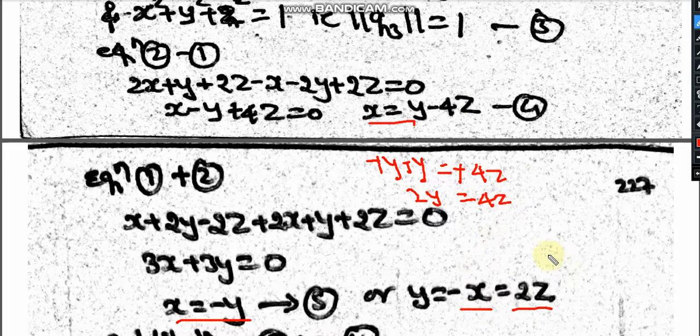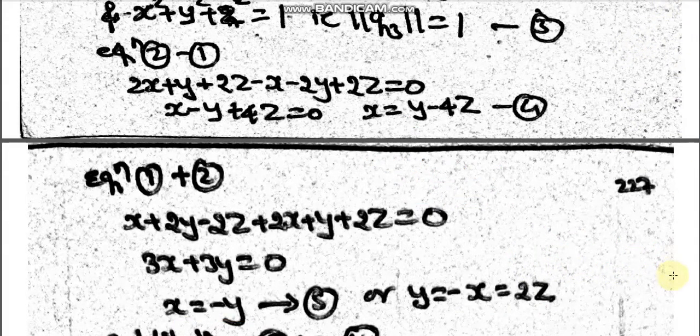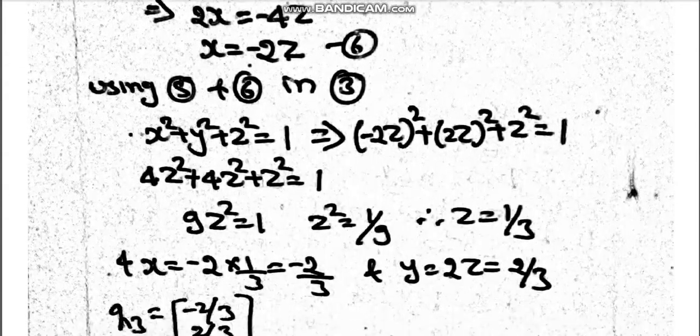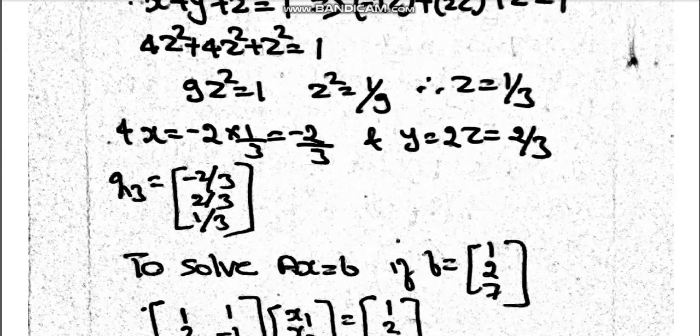Now substitute in the expression x square plus y square plus z square equals 1. You know x in terms of z, and you know y in terms of z, so you get the z value, and from that z value you get your x and y values. So you get your Q3 vector, x1, x2, x3, and you have to solve. Next is what is asked.